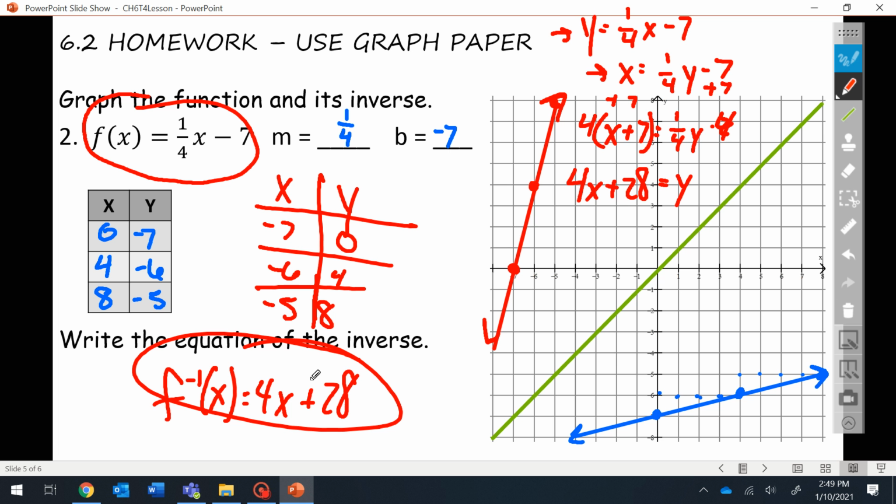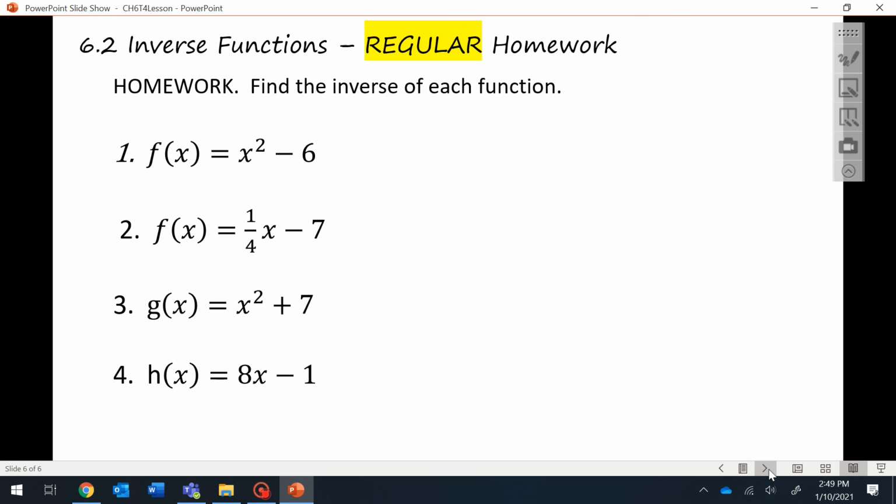It's our inverse function in red, it's a regular function in blue, a table for both, and our graph for both. Okay, so we have everything we need for both of them. Alright, and then this is the homework. It says find the inverse of each function. You don't need to graph it, you just need to find the inverse.